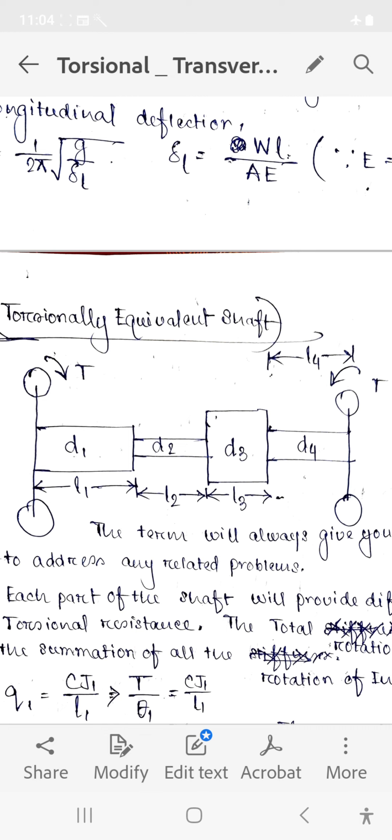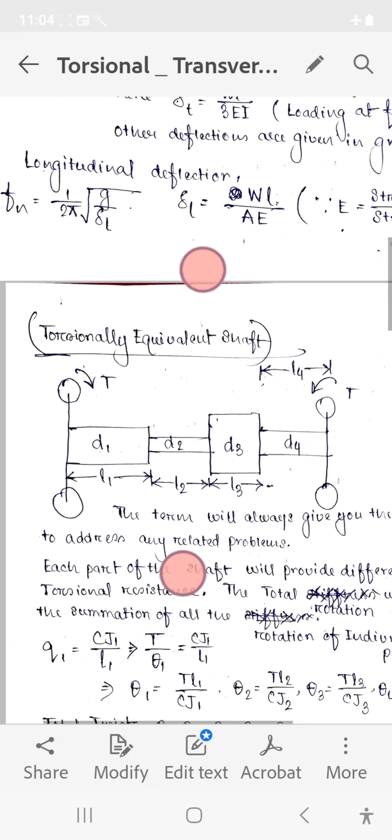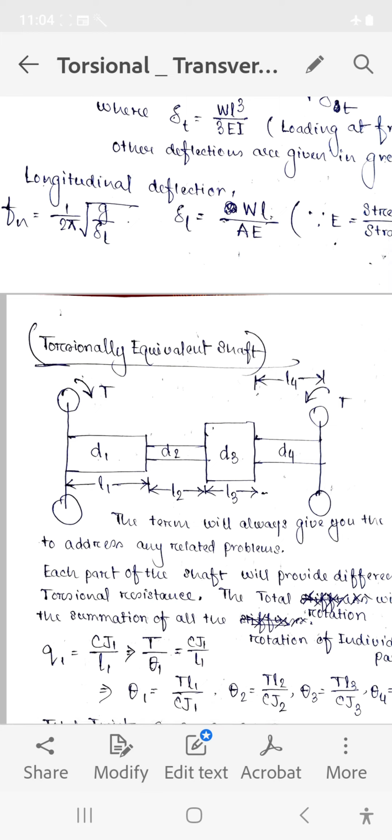I want this to have a uniform dia. Maybe the length will change, but I want it to be torsionally equivalent. Means if I apply in that new shaft the same amount of torque, the twist should be the same. That is what at the beginning I have written, torsionally equivalent.